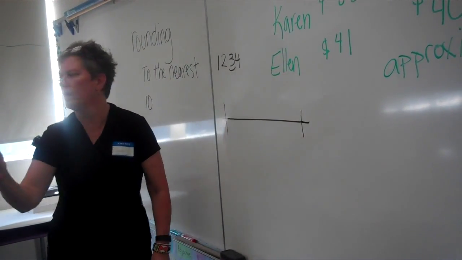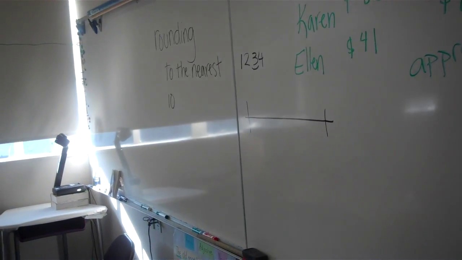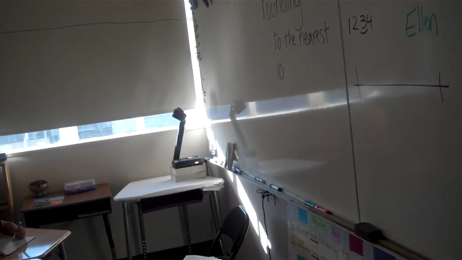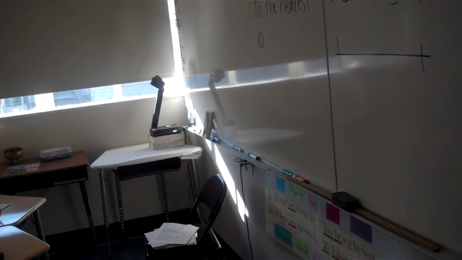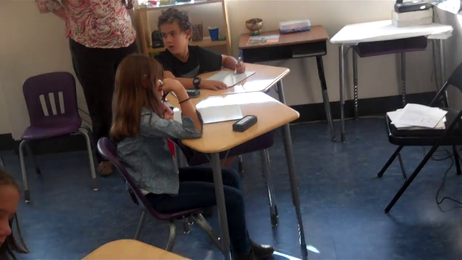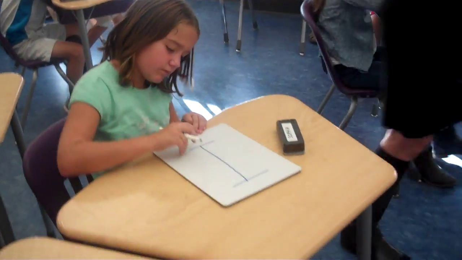So on your number line, I want you to show me what will you show me first? The 10 below, yeah, and then the 10 above, and then you'll show me exactly where this number goes.